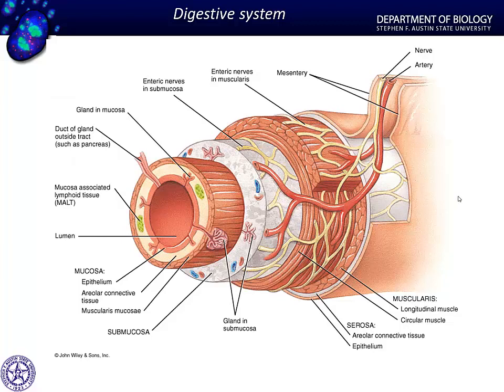So once again, in our illustration, we can basically see the mesentery here covering over the connective tissue part here, and this is going to be our serosa.